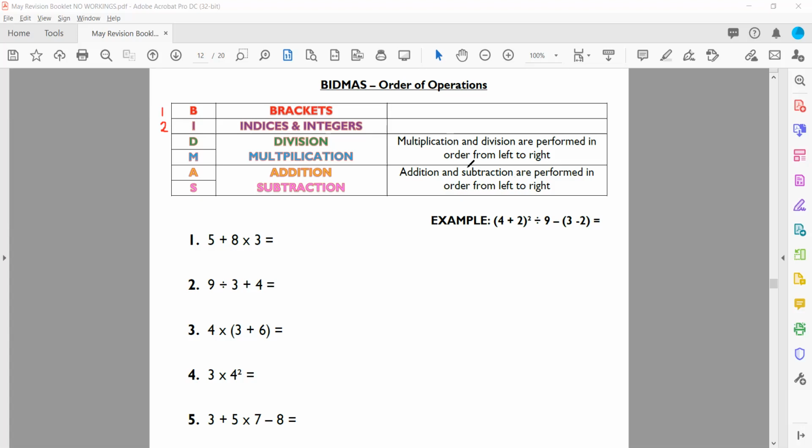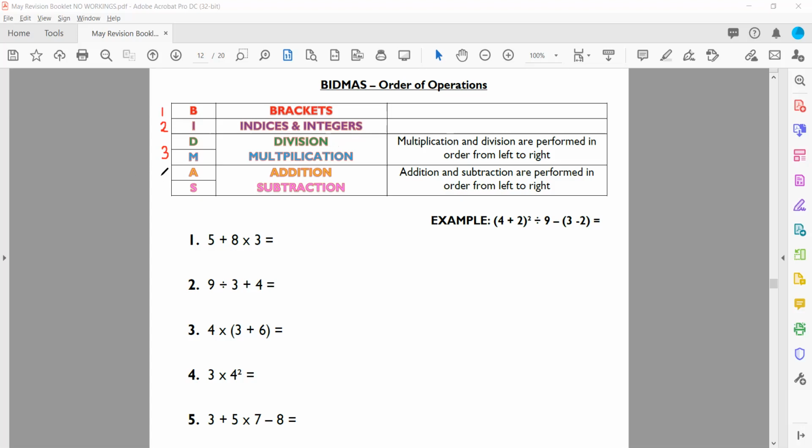They come in there. In joint third position are division and multiplication. Now, sometimes people think you have to divide before you multiply. That is not the case. You do them in the order that they appear in the sum when reading the sum from left to right. So if multiplication appears first, do that first and do your division after. You do not have to divide before you multiply.